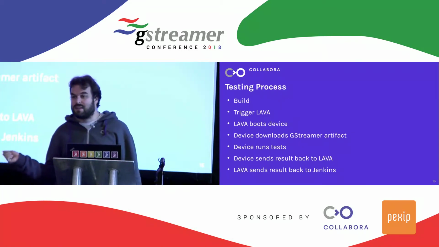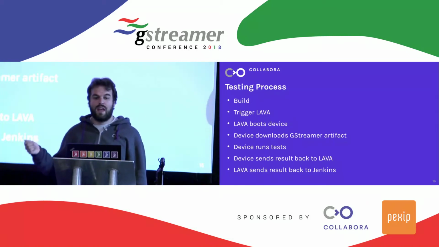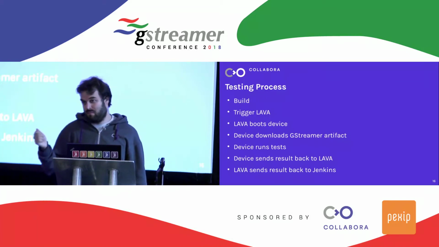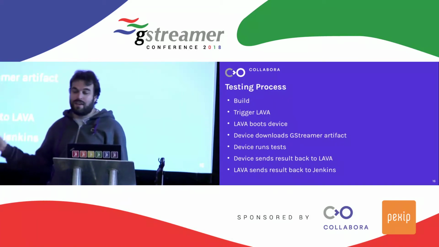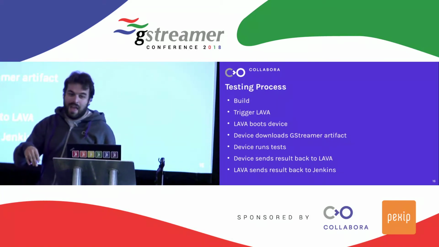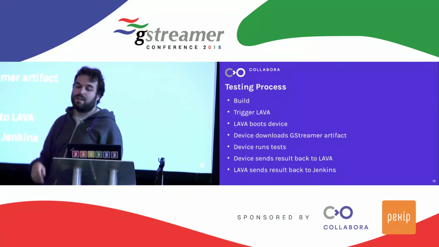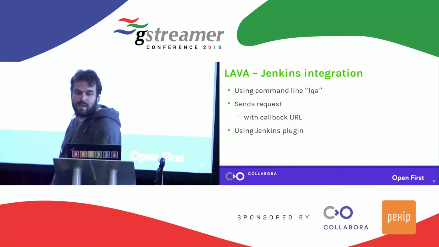We run gst-validate, for example, with some parameters. And then we get a JUnit compatible report. And then the device will send it back to Lava. And then Lava sends it back to Jenkins. And then we have our embedded report with our build in Jenkins all in one place.